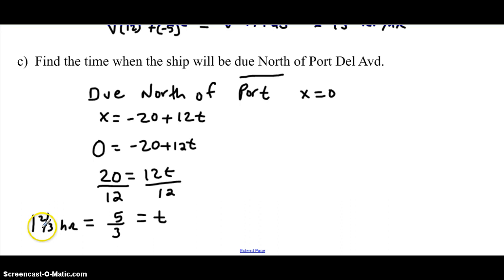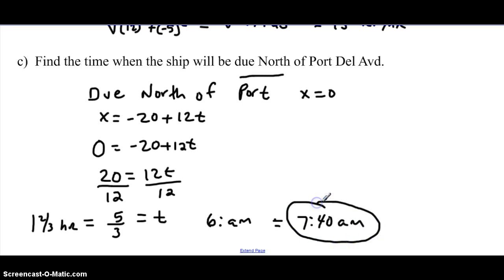So that's the time when it's due north. We have to think about this time from the initial position. Remember, 6 a.m. was our initial position, and we're going to add on an hour and then 40 minutes, because 2/3 of an hour would be 40 minutes. So the time would be 7:40 a.m. We take the initial position and add on the 1 2/3. Doing that finds the time when the ship would be due north of the port.